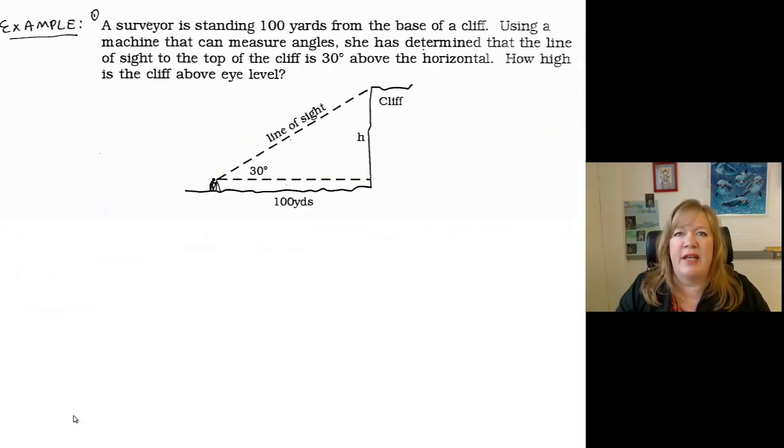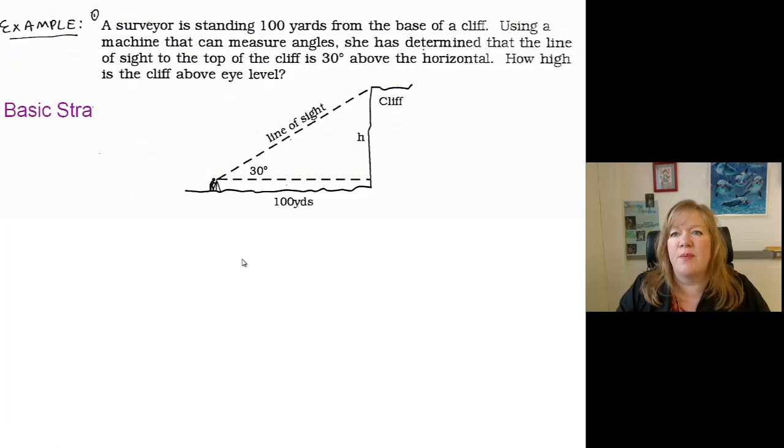Here we have an application of these trig ratios. A surveyor, and he's got his little transit here, is looking to the top of the cliff and wanting to know how tall it is. Using a machine that can measure angles, that's a transit, she has determined the line of sight to the top of the cliff is 30 degrees above the horizontal. So you have the angle. How high is the cliff above her eye level?